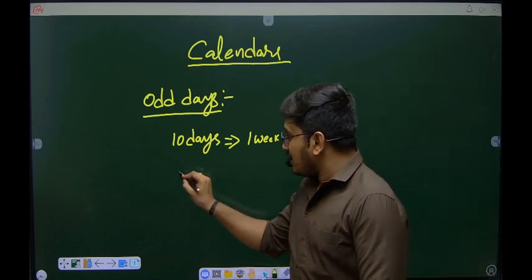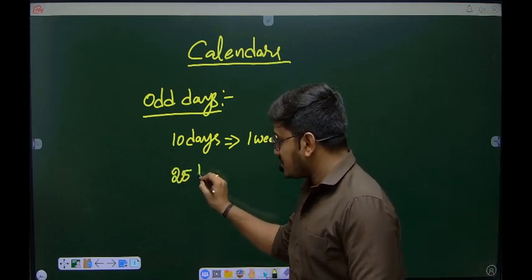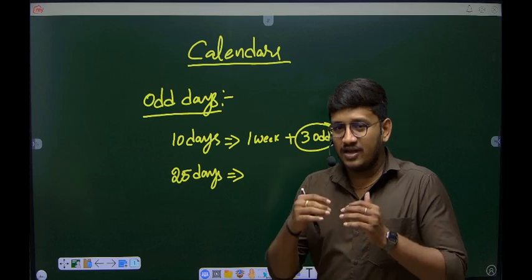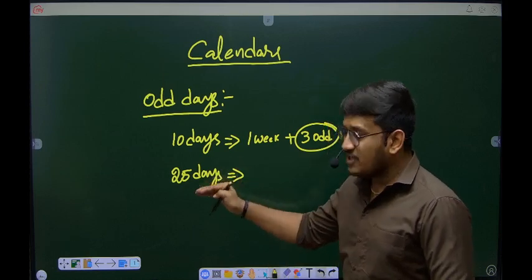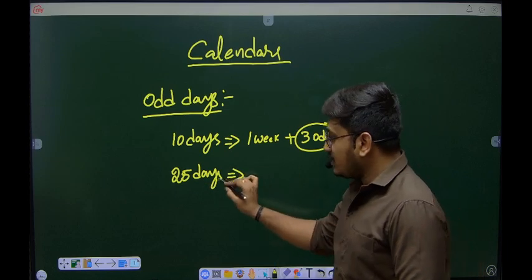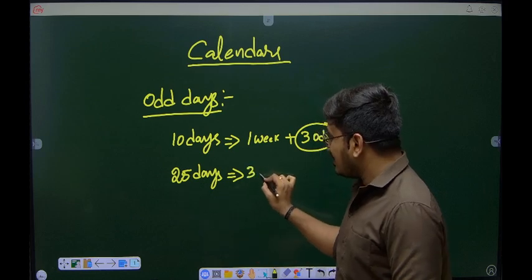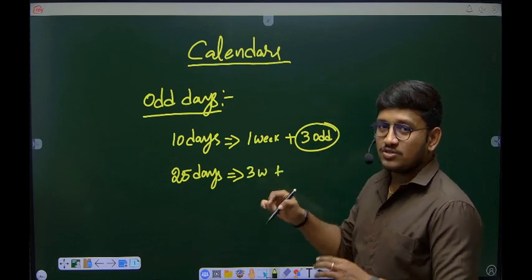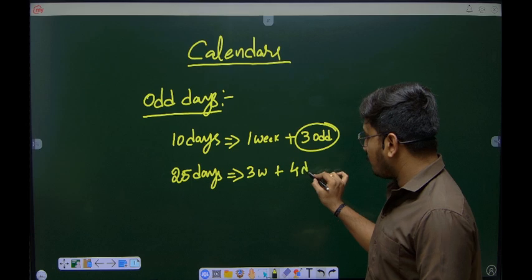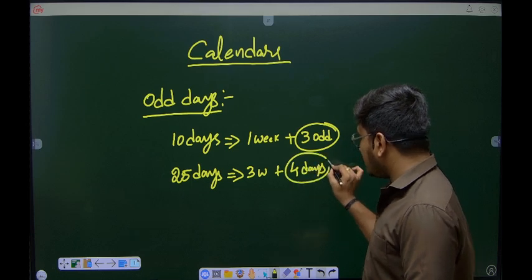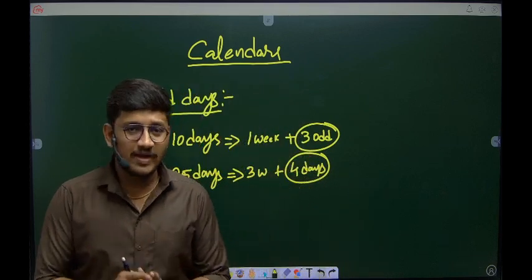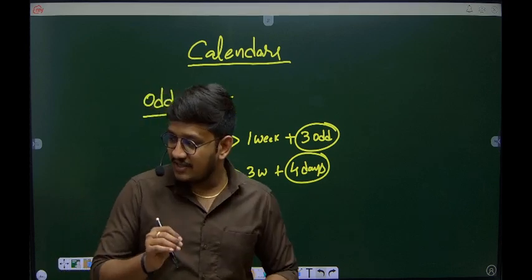Let's consider if I have 25 days. How many odd days do we have? Can you answer? Can you post it in the chat box? If I have 25 days, how many odd days? I can say that in 25 days I can form 3 weeks, since 7 times 3 is 21, and the remainder is 4. Those 4 days we call odd days. I hope you have a clear idea about what odd days exactly means.